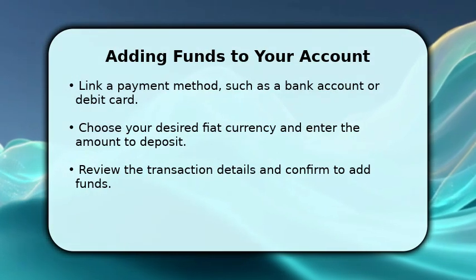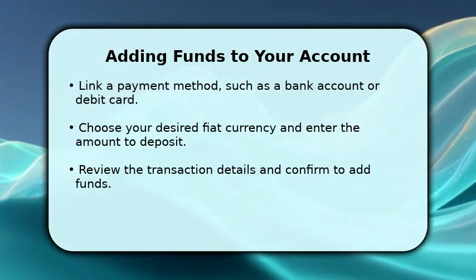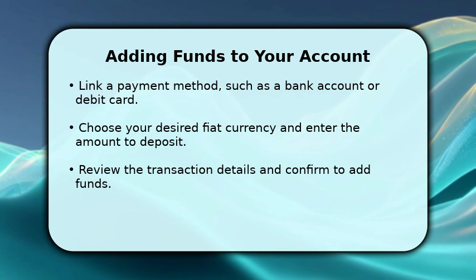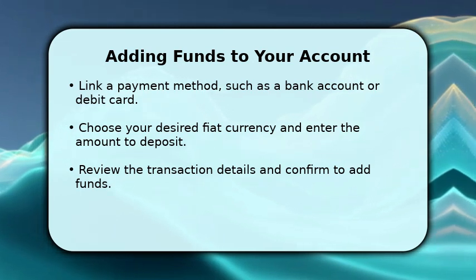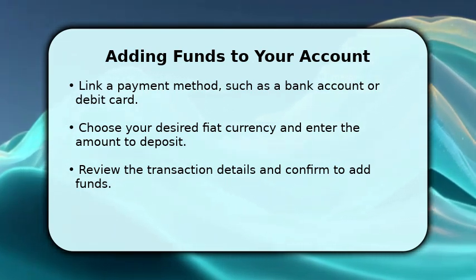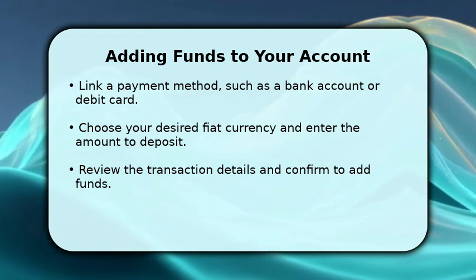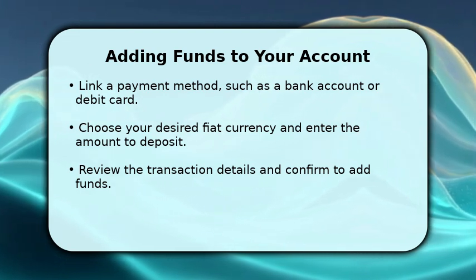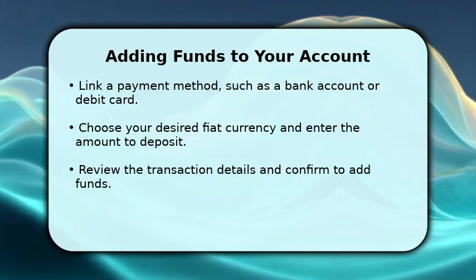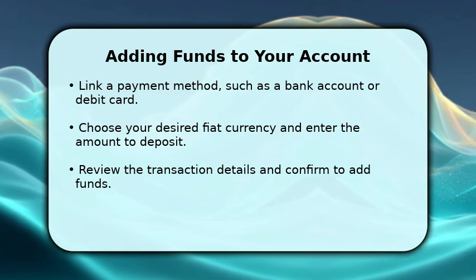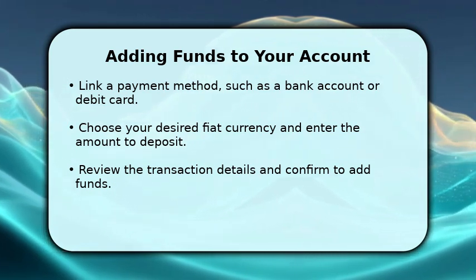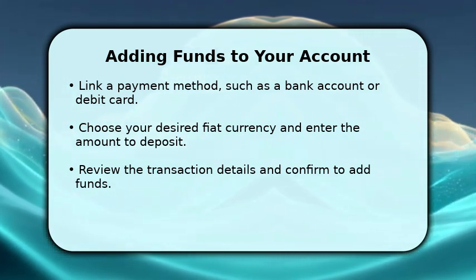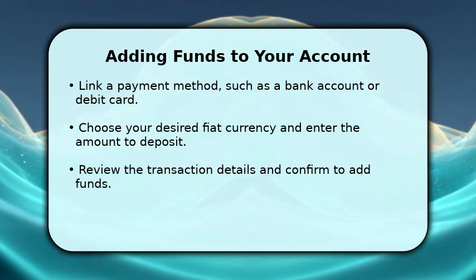Once your account is set up, the next step is to add funds. Navigate to the Add Cash or Link a Payment Method section. You can link a bank account via instant verification or add a debit card for quicker deposits. Select your preferred method, enter the amount you wish to deposit, perhaps $50, and then review the transaction. Confirm the details, and your funds will be available in your Coinbase wallet, ready for trading.